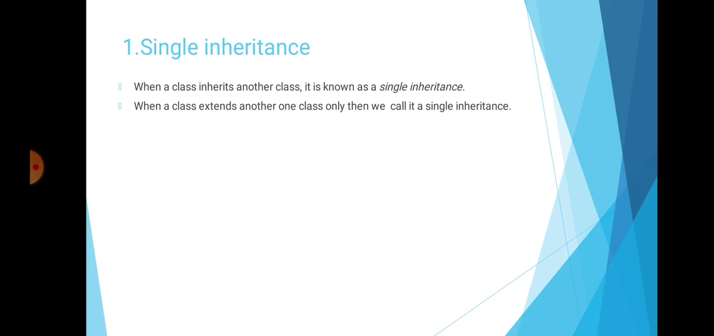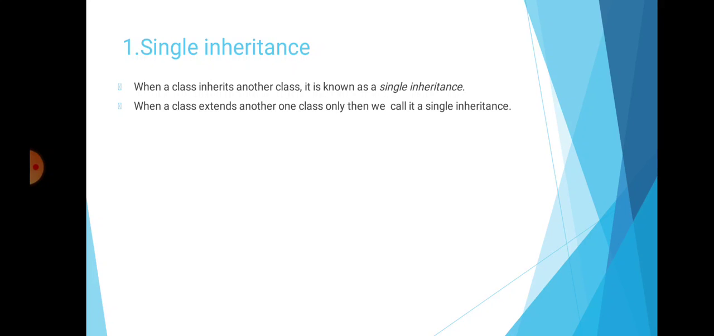It is also called simple inheritance or one level inheritance. Simply, when a class inherits another class, it is known as single inheritance. When a class extends only one other class, we call it single inheritance.